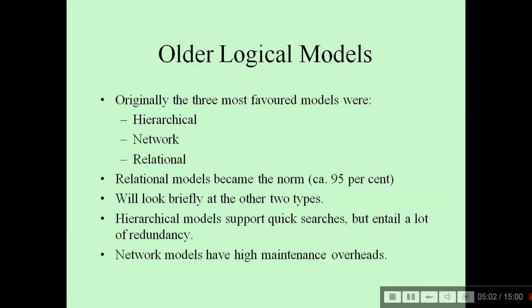There were certain older logical models like hierarchical, network, relational. The relational model became the norm, about 95% used, that is, we have RDBMS now, the relational database model. We'll see these types. The hierarchical model supports quick searches but has a lot of redundancy in it, and the network model has high maintenance overhead.